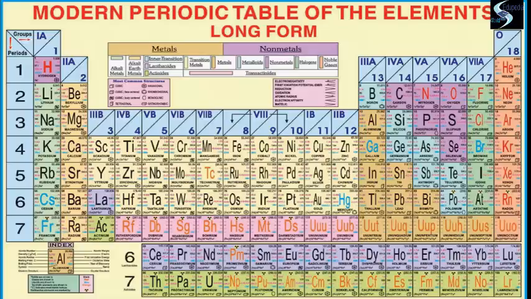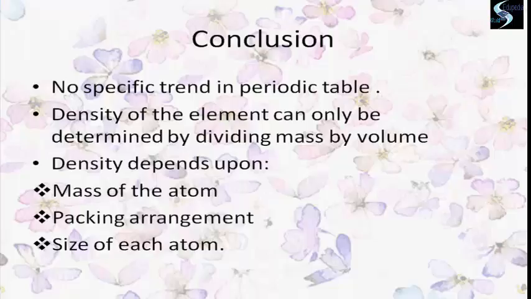The only time the number falls going across is when they hit the gases. That is, it first keeps on increasing, then it starts decreasing, and then keeps decreasing altogether. So by this, we conclude that there is certainly no specific trend in the periodic table when we talk about the variation of density, as the density of an element can only be determined by dividing the mass of the substance by its volume.